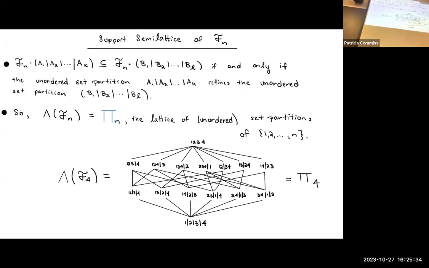Okay, and so what does the associated coset to this monoid look like? Here it turns out that one ideal is contained in the other if and only if the unordered set partition of the first refines the unordered set partition of the second. By refines, I mean you can take unions of the blocks of the first set partition to get the second. So that means that the support semi-lattice of this braid arrangement face semigroup is the lattice of unordered set partitions. And this is also a well-studied coset.